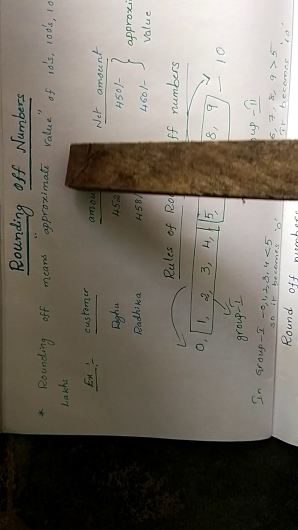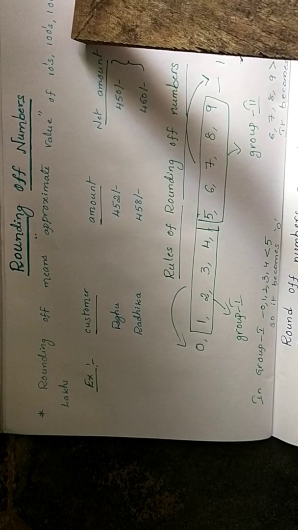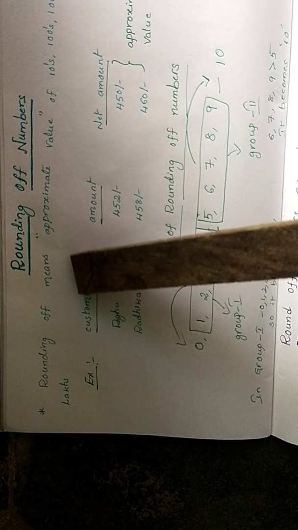Okay. So what is rounding off? Rounding off means the approximate value of tens, hundreds, thousands, and lakhs, and so on.